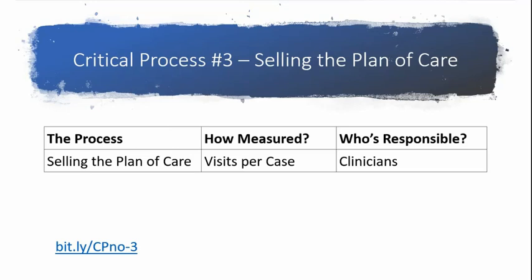Critical process number 3, selling the plan of care. Now I know that using the word selling or sales is the second scariest or most off-putting thing you can say or do to a physical therapist. But what we are talking about here is a way to have a conversation and get buy-in or agreement from the patient around the plan that the therapist is prescribing.